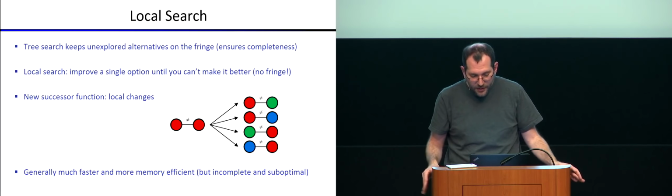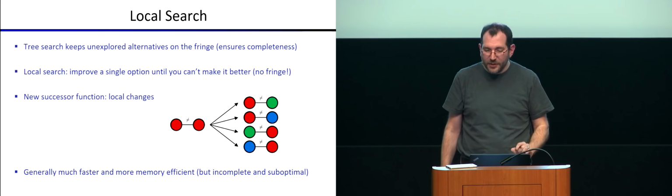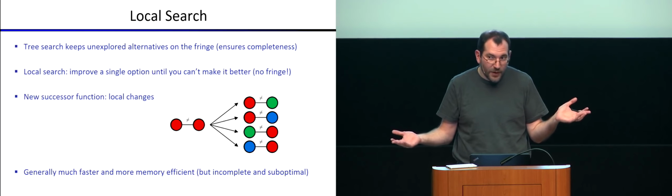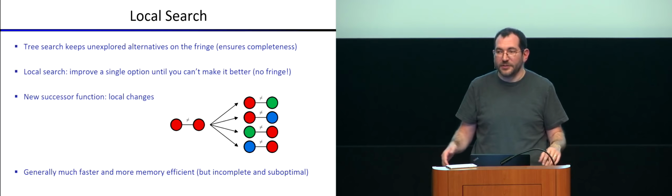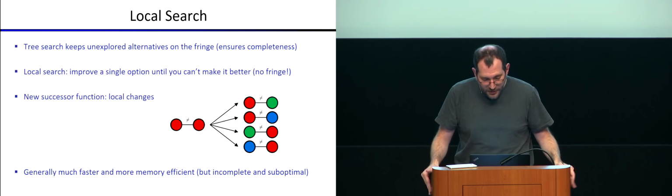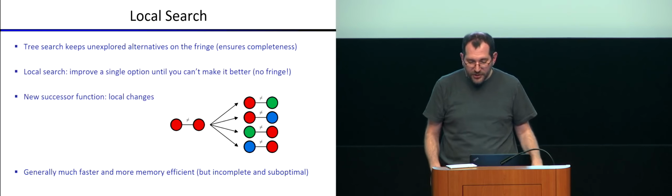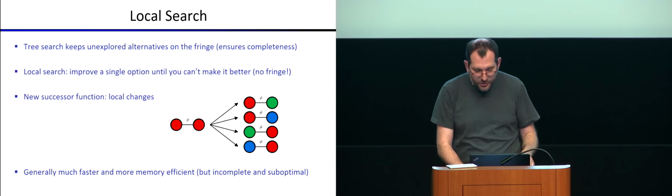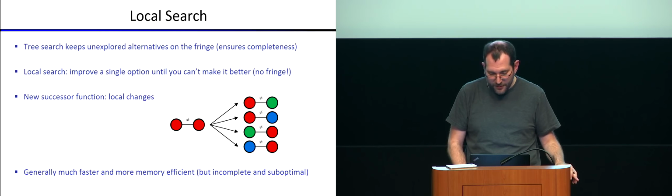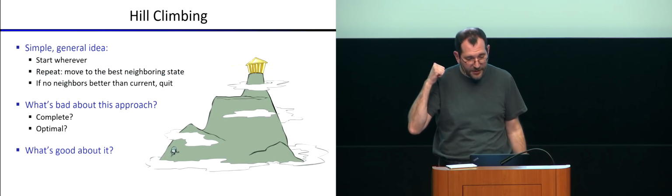Local search, you start with a single option, you try to make it better, and when you can't make it better, you stop. Then what happens? You're done. Is it a good solution? Who knows? Right? You're just done. So the new successor function now is that you make local changes to an existing state, and this is usually much faster and more memory efficient, but you have no guarantees. No completeness, no optimality.